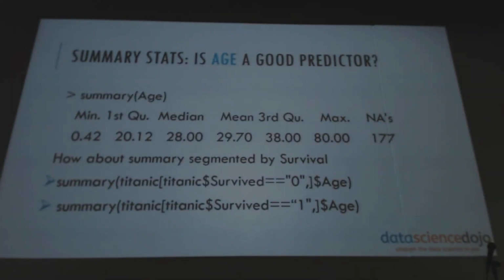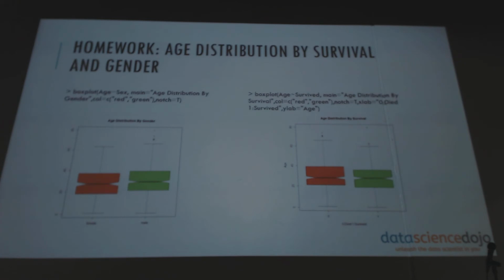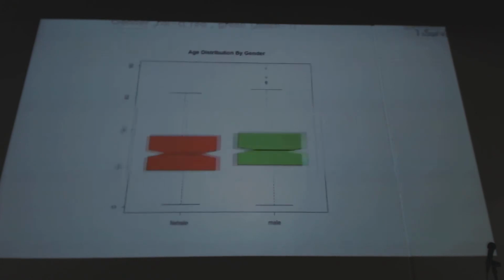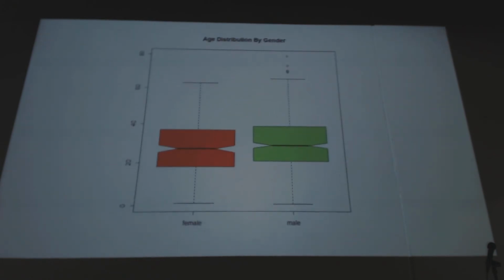Okay, so we looked at that, and these are again some box plots. The left one, I'm leaving for you to think about for your homework. But this is the age distribution by gender. Let me zoom in in case it's not visible. So this is the age distribution by gender, right?